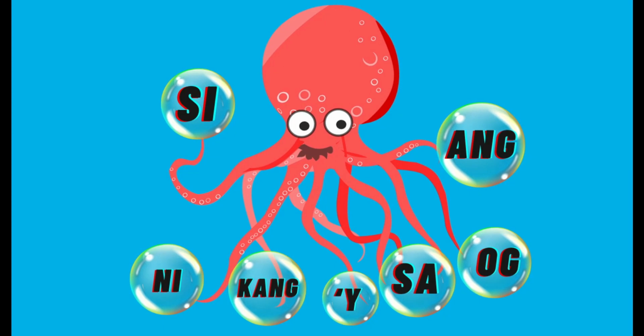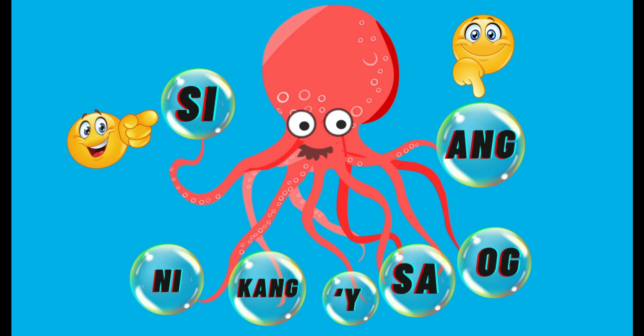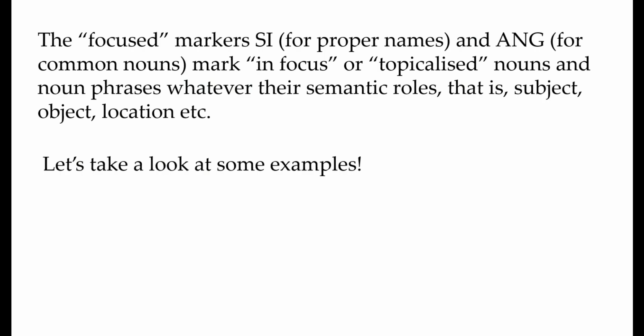So for today, we'll focus on the 2 important ones. These are probably the first ones you will encounter, si and ang, because these are the nominal or nominative forms of the case markers. So it's used primarily to show focus. So any part of a sentence that is focused, any part of a noun phrase that is focused will have the si or ang. Let's take a look.